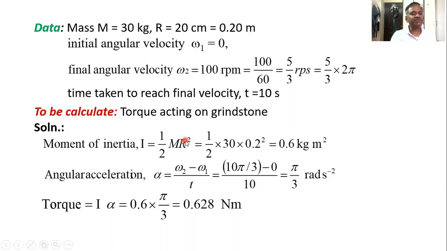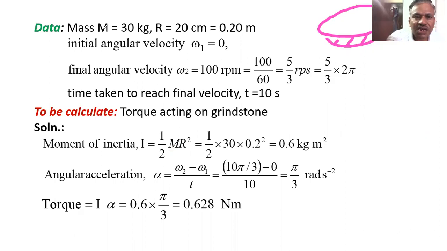And what is the moment of inertia of the disk? Because you're talking about a disk. When it is a disk and the axis is passing through its center, this is your disk. It is like this, and the axis is passing through its center. Now, using the formula mr square by 2, substitute all these values. m is 30 into radius 0.2 square, this becomes 0.6.